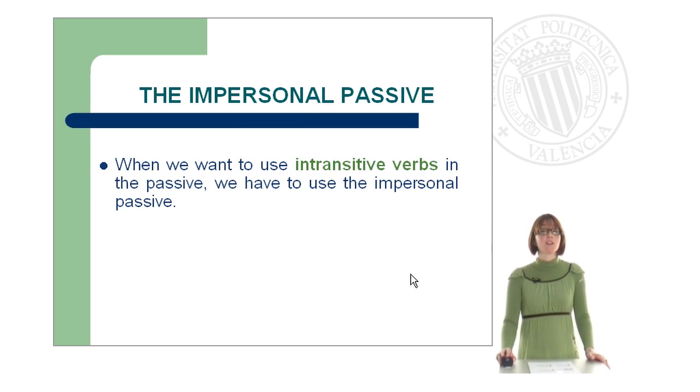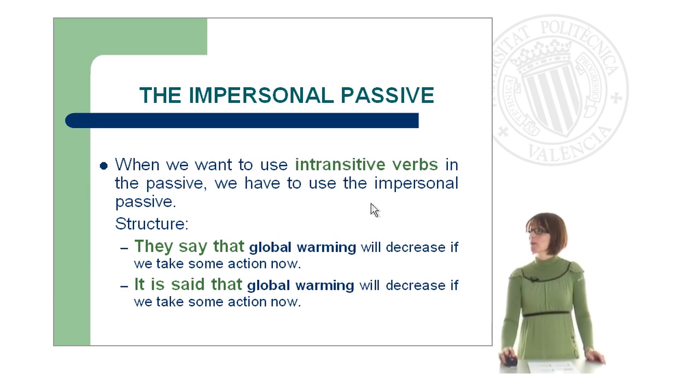Now we are going to have a look at the impersonal passive. This is another type of passive. When we want to use intransitive verbs in the passive, we normally have to use the impersonal passive. Intransitive verbs are verbs which do not take an object. And as you know, we always need an object in the active sentence to make a passive sentence. So, the structure is the following.